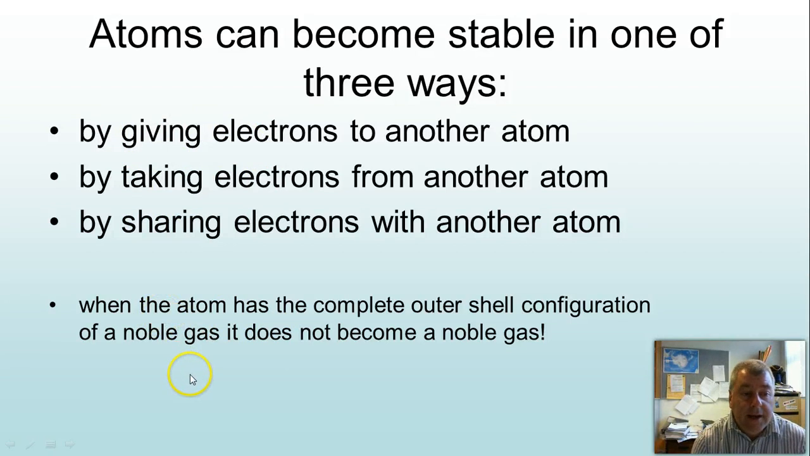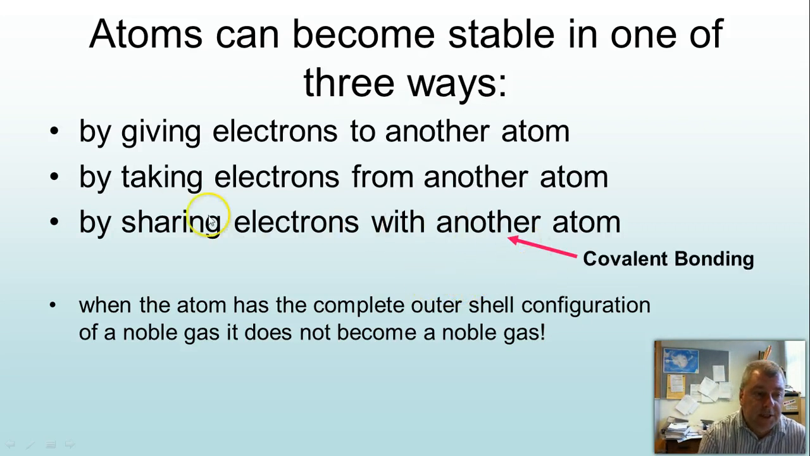When the atom gets a complete outer shell configuration, it does not become a noble gas. It stays the same element. It just has slightly different chemical properties and undergoes different chemical reactions because of its electron configuration, but it still stays the same element because the number of protons hasn't changed.